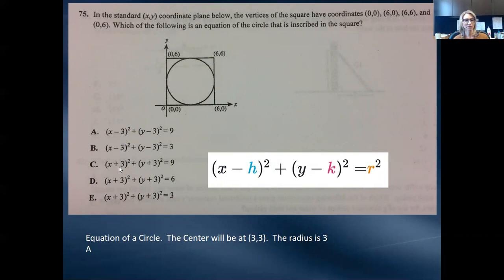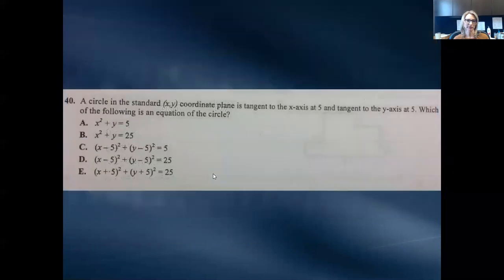So C has pluses, so that is wrong. So it's A, (x minus 3) squared plus (y minus 3) squared equals 9. And you knew that the center was at (3, 3) because that's halfway across your diameter.